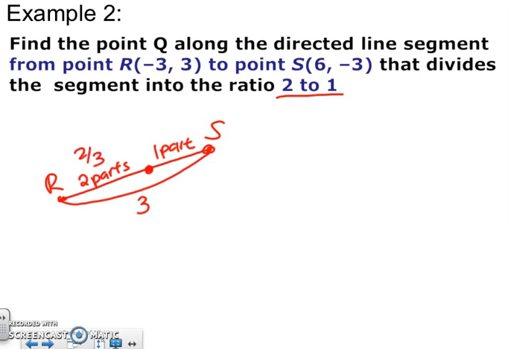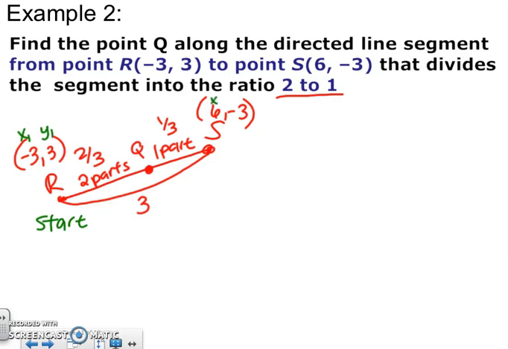So this would be 2/3 along the way to point Q, and this will be 1/3 along the way to point Q. So now I need to find my change in Y and change in X. So I'm going to go ahead and write these points down. Alright, so I'm going to use R as my starting point. I always like to start on the left. Y'all could be different than me. This is my X1, my Y1, X2, Y2.